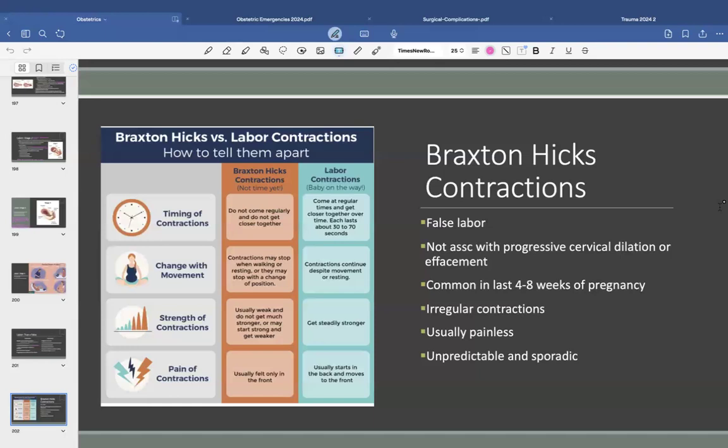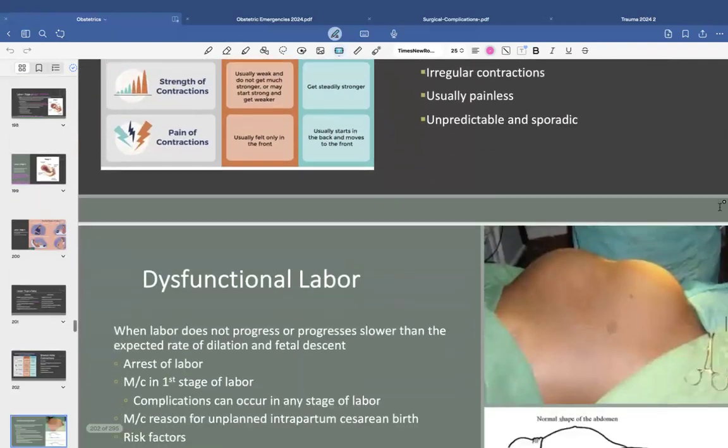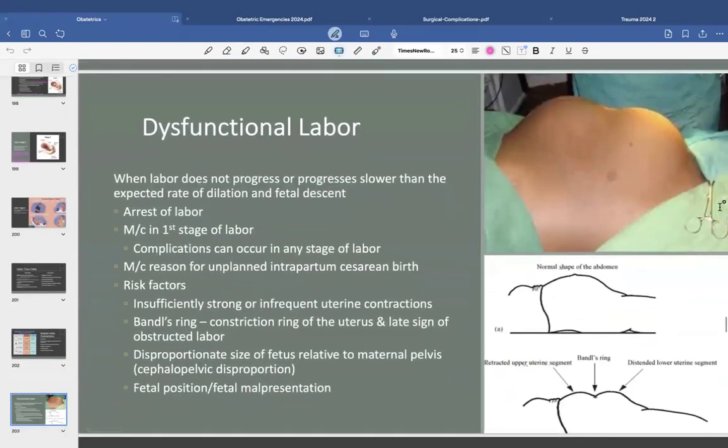So we talked about if mom is pushing more than 3 hours in the nulliparous or more than 2 hours in the multiparous, that is prolonged. So we're going to talk about dysfunctional labor, when things aren't progressing like they should, or they're progressing a lot slower. Maybe the cervix isn't dilating, the baby isn't descending like it should. This is sometimes called an arrest of labor, where it just isn't moving forward. So it stops, or it's just very, very slowly progressing.